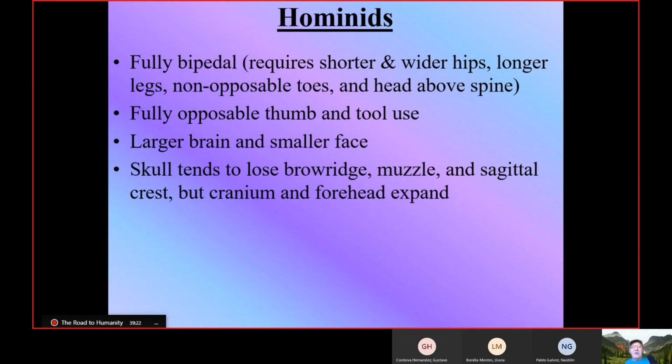Now, there are some parts of the skull which we see change from apes to humans, and it goes through a range of sizes in different hominids. The brow ridge is this ridge of bone where the eyebrows are, and it sticks out above the ape's eyes. The muzzle, again, is like the snout, the mouth and the nose. They tend to get a flatter face and lose that muzzle.